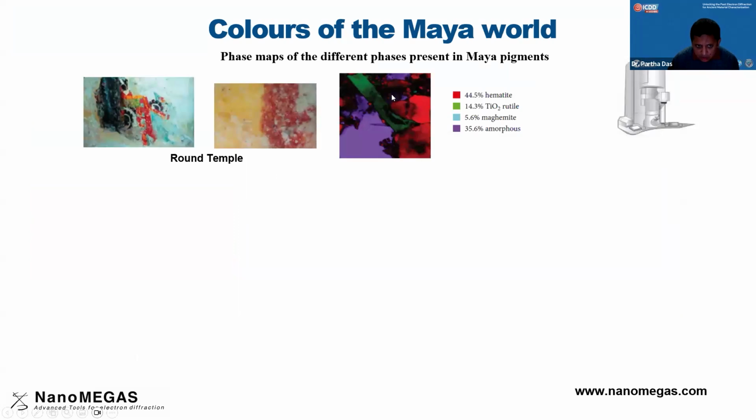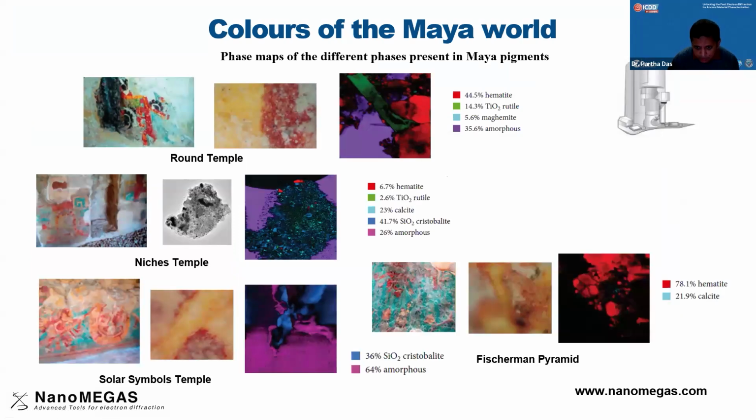Just briefly, once we got the sample, we made a FIB cut, and then we scanned the sample over a 1 micron area with a very small beam, and we got a phase map as you can see here. You can see it mostly has a lot of hematite as the major component in the round temple, painted niche temple, and fisherman temple. In the solar temple, we see some cristobalite.